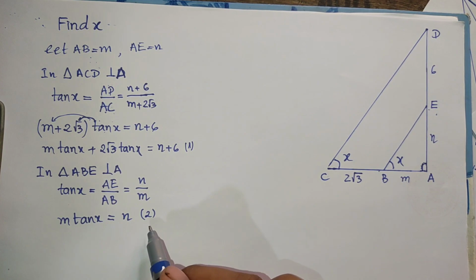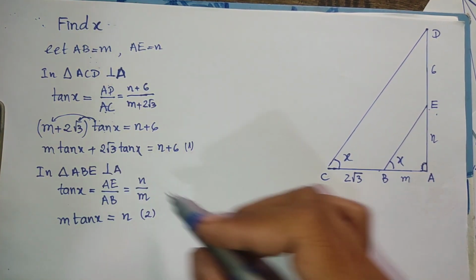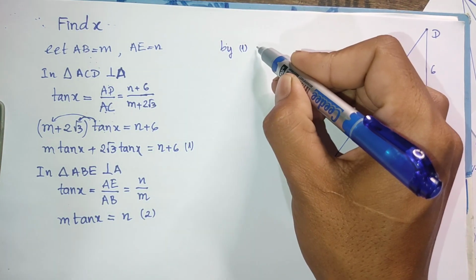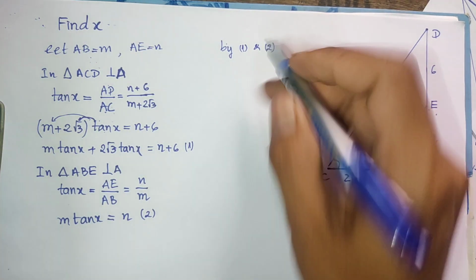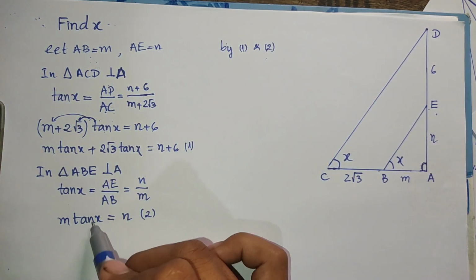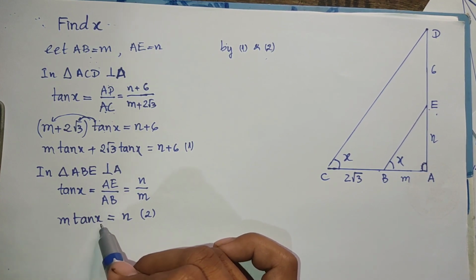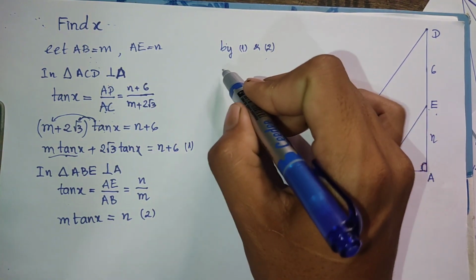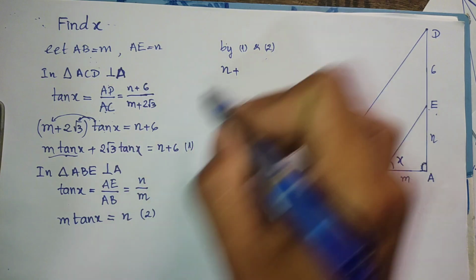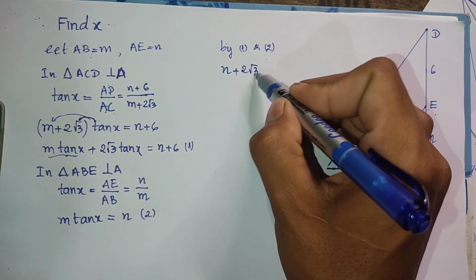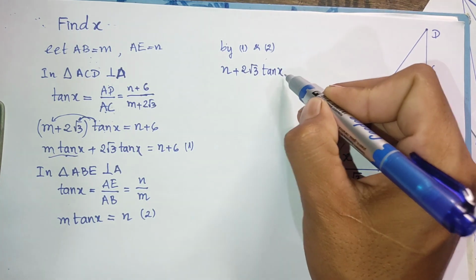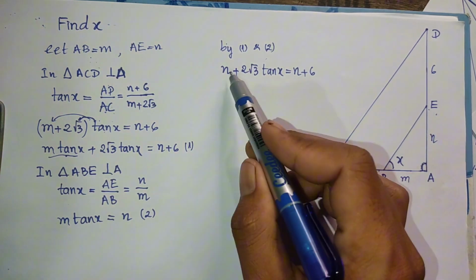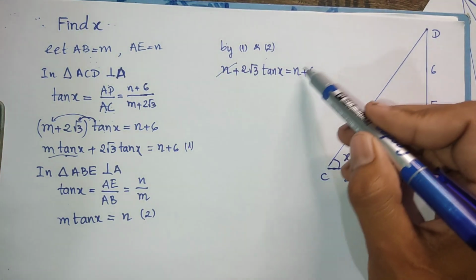Now I use the second equation to replace in the first equation. So by the first equation and the second equation, we replace m tan h, which is equal to n, by n. So we get n plus 2 square root 3 tan h equal to n plus 6. Now this n and this n we can cancel out.